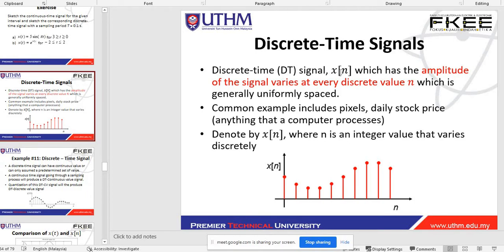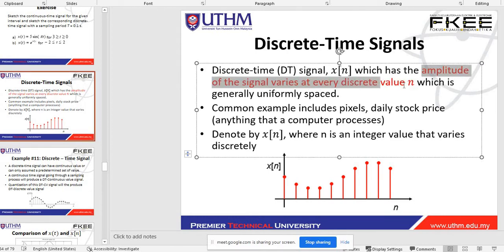So discrete time signal, we normally name it as x[n]. Okay, n is referred to discrete if t is continuous. x[n] has the amplitude of the signal varying at every discrete value. Okay, we are talking about the discrete. Just now we were talking about the continuous. Which is generally uniformly spaced. Uniformly spaced means that each space is the same size.